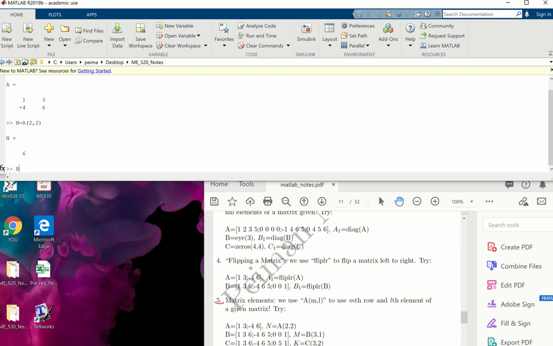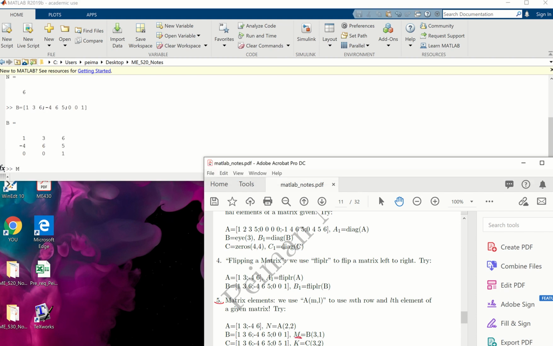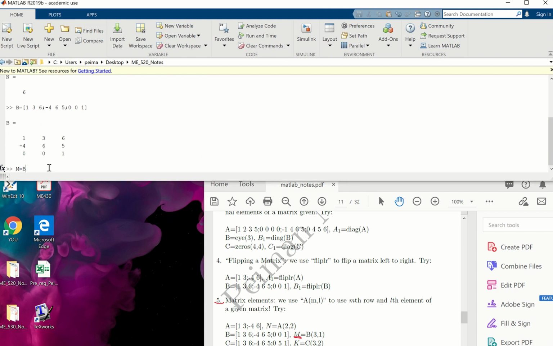Interesting, right? So if I say B is equal to [1 3 6; -4 6 5; 0 0 1], and M is equal to B(3, 1), I'm talking about this. Find me in matrix B the third row and the first column. Third row and the first column. It's going to be this. It's going to be 0.